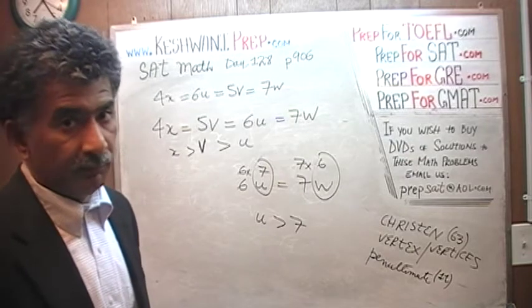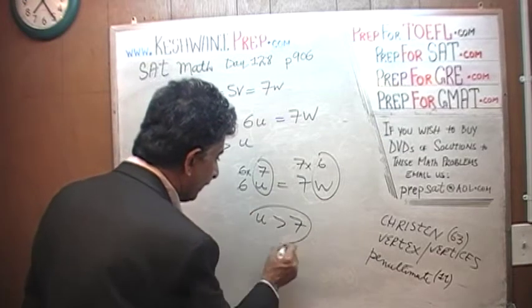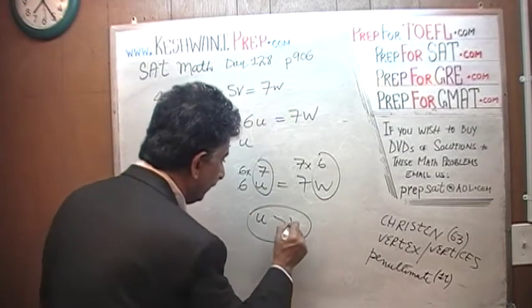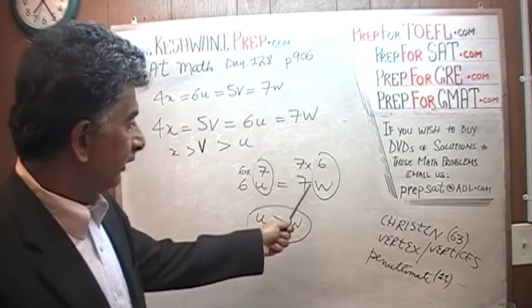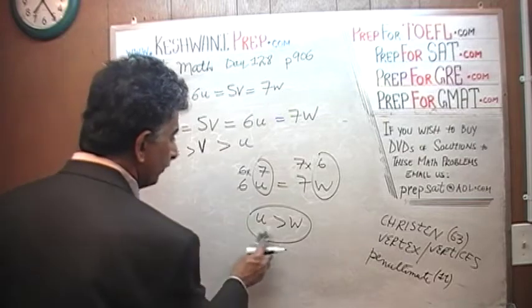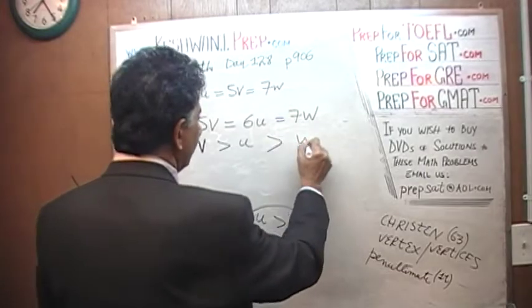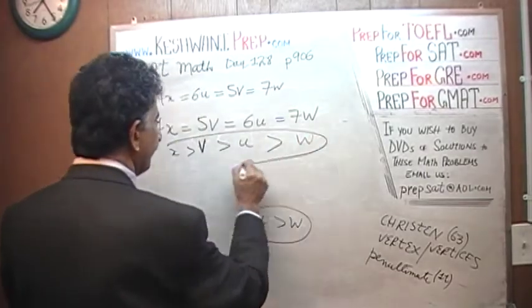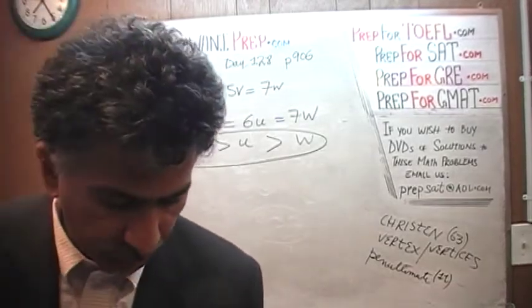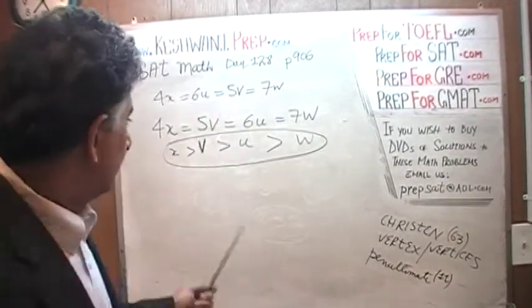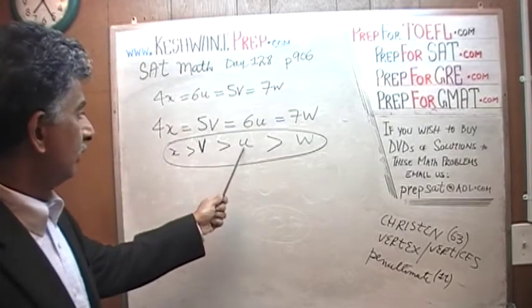That's one possibility. We do not know if it's actually true or not, but what we do know is that u, whatever it is, has got to be more than w, because only 6 of u's can take down 7 of w. So u is more than w. Let's put it here. u is more than w. That's it. This is our answer. The only difference is that in the answer choices, they do not go from the biggest number to the lowest number. Here we have x is greater than v, v is greater than u, and u is greater than w.